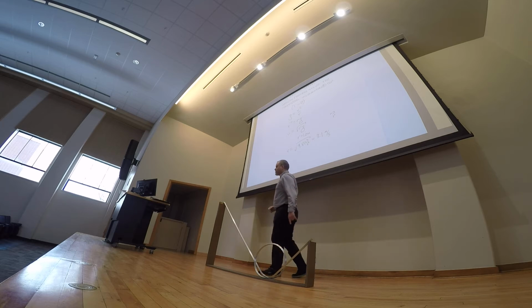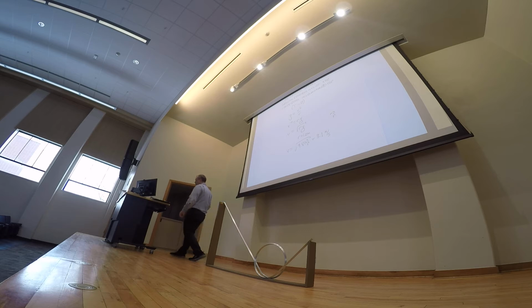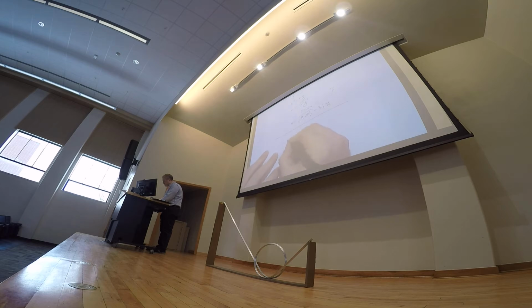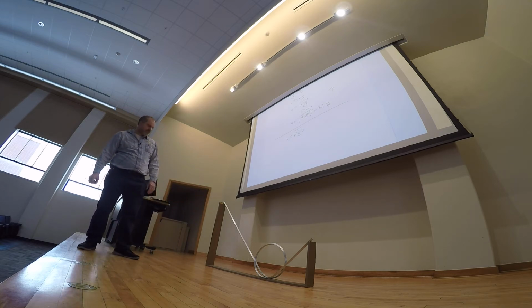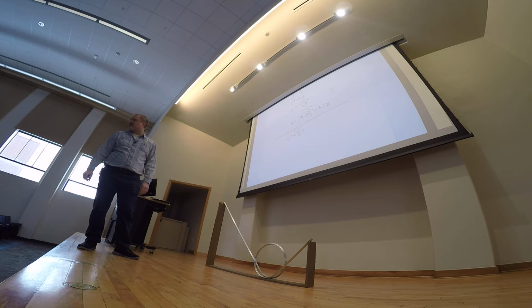So how fast should it go? Let's calculate that. We just said that critical velocity is the square root of r times g. All right? What do you suppose the radius of that is? 20 centimeters?